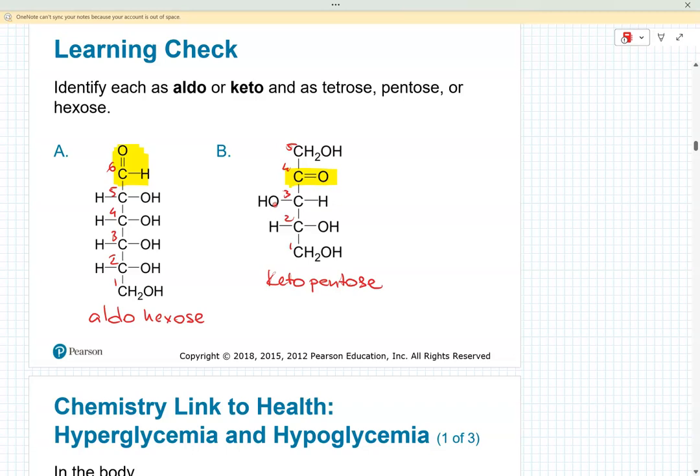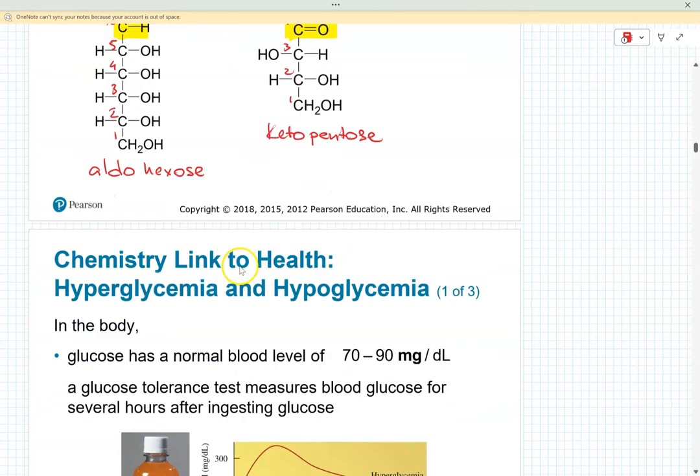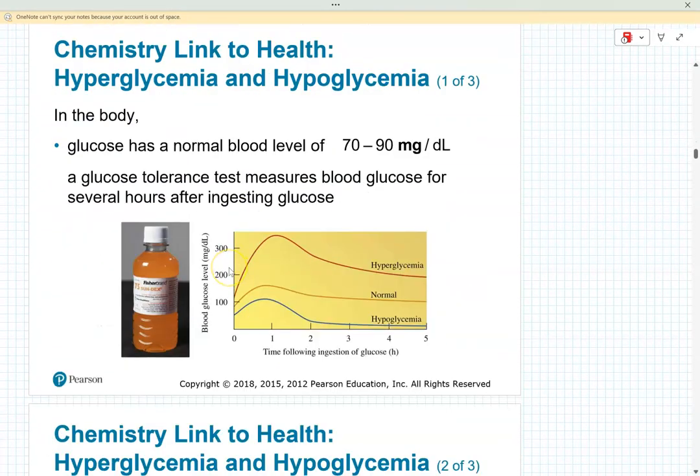Make sense? Okay. So glucose, actually everything below 100 milligrams per mil is considered to be normal. And you can see here the glucose tolerance test.